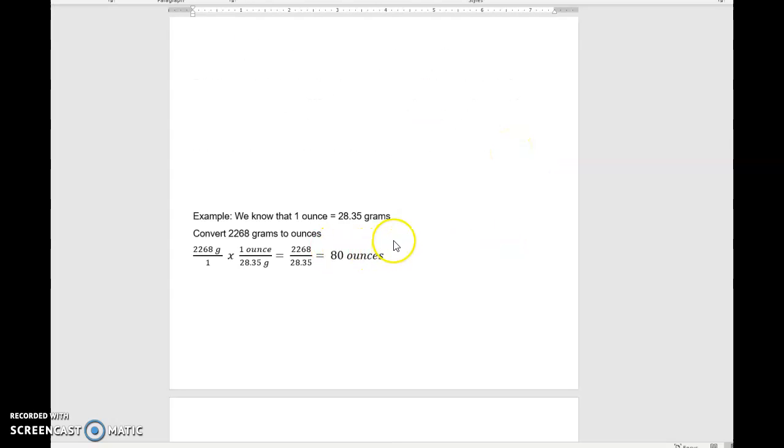Here's another example, very similar to what was put in your book. We know that 1 ounce is equal to 28.35 grams, so I want to convert 2,268 grams to ounces. Original unit of measure over 1 times the 1 ounce I'm converting to over the 28.35 grams. Do my multiplication, multiply straight across the tops, I get this number. Multiply straight across the bottoms, I get this number. When I do my division, I'm going to get exactly 80 ounces. So we know that 2,268 grams is equal to 80 ounces.